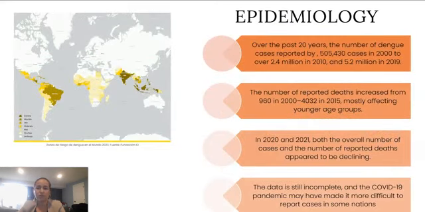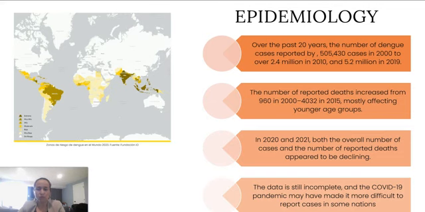Over the past 20 years, the number of dengue cases reported increased from 505,430 cases in 2000 to over 2.4 million in 2010 and 5.2 million in 2019. The number of reported deaths increased from 960 in 2000 to 4,032 in 2015, mostly affecting younger age groups.